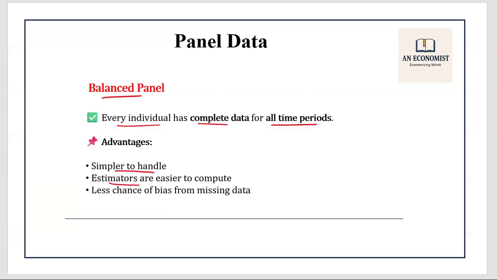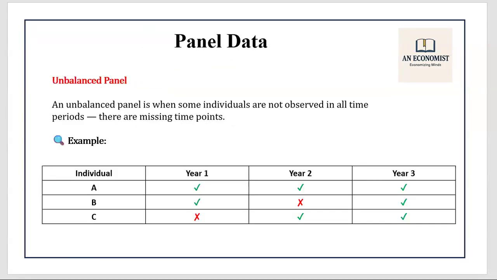Then you have estimators are easier to compute. We will go into estimation in the next video in detail, and then we will discuss this more there. And the third thing is less chance of bias from the missing data. Since you do not have any missing data, it is less likely that you will have bias in your analysis. So it is always advisable to use a balanced panel. Even if you have an unbalanced panel, first try to convert it into a balanced panel and then go into estimation. So this is about the balanced panel, and then let us move to the unbalanced panel.